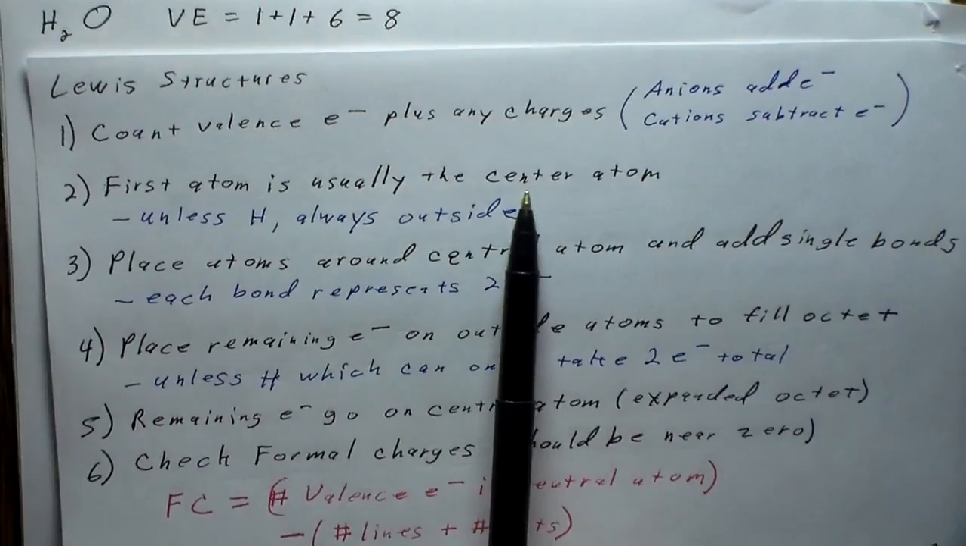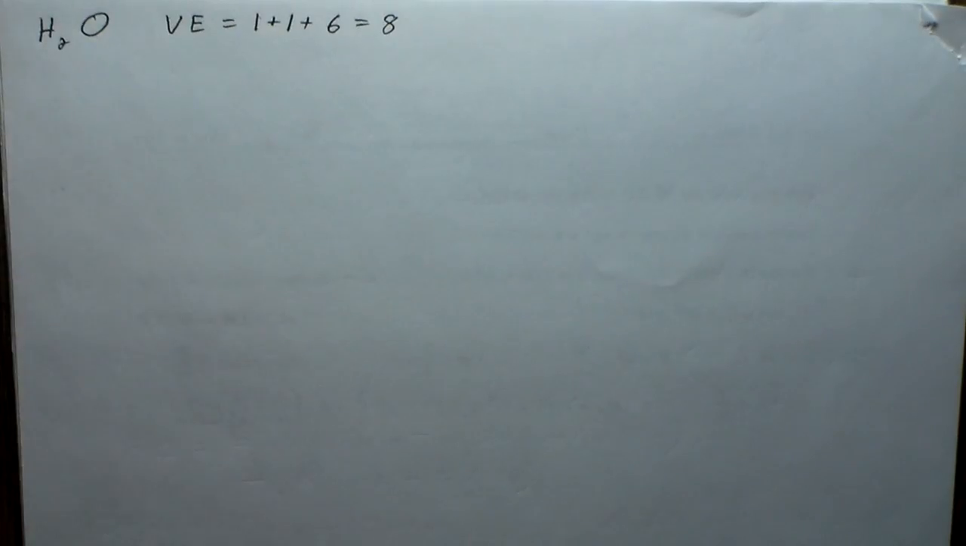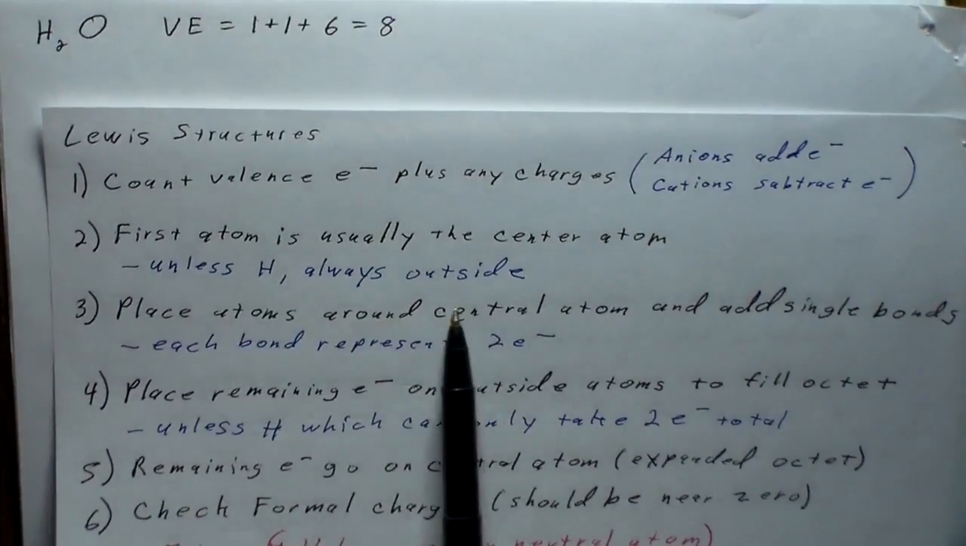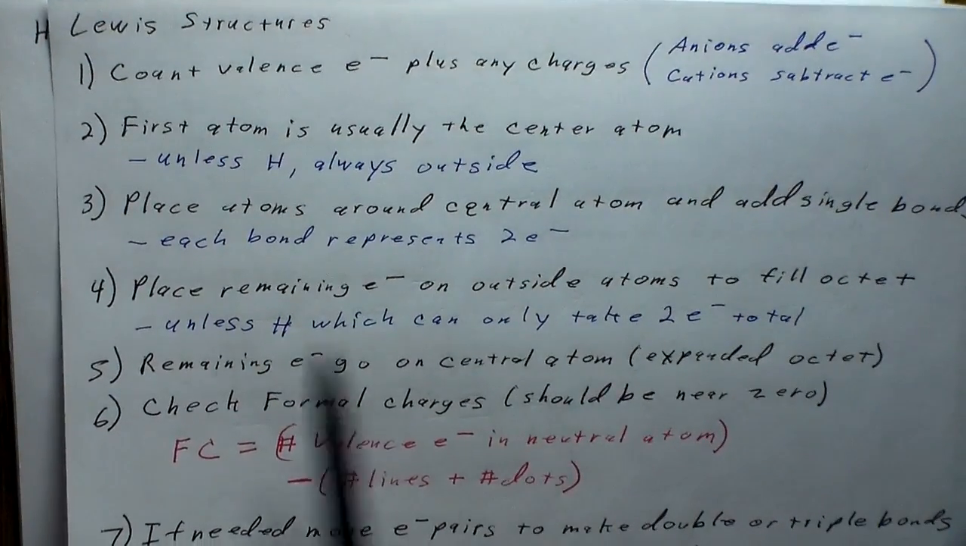All right, then our next rule, the first atom is usually the central atom. Well, here, of course, we have our hydrogen. That's our little exception, so the oxygen is going to be our central atom. And then we're going to place the other atoms around the central atom and add my single bonds. All right, and then what we're going to do is place the remaining electrons on the outside atoms to fill the octet, unless we're hydrogen, which can only take 2 electrons.